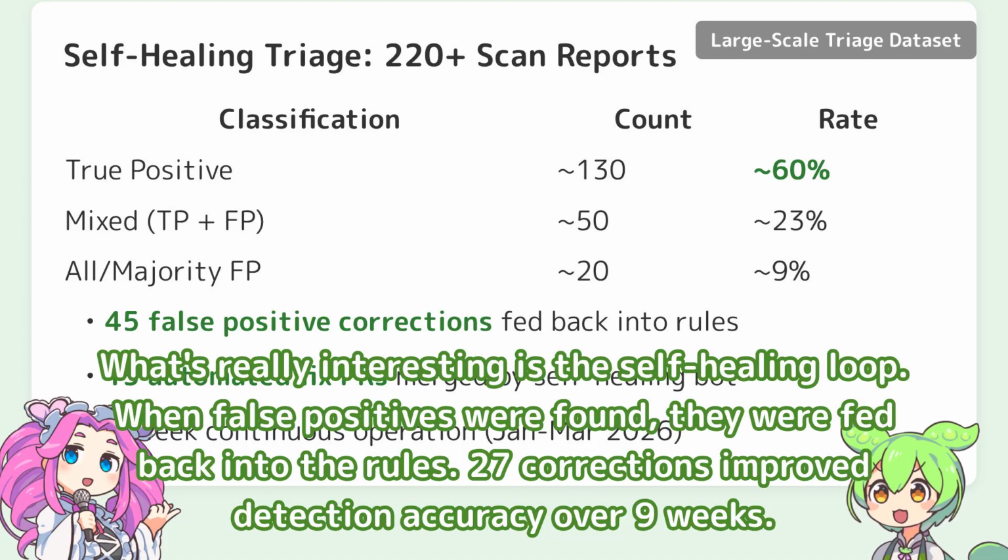What's really interesting is the self-healing loop. When false positives were found, they were fed back into the rules. 27 corrections improved detection accuracy over 9 weeks.